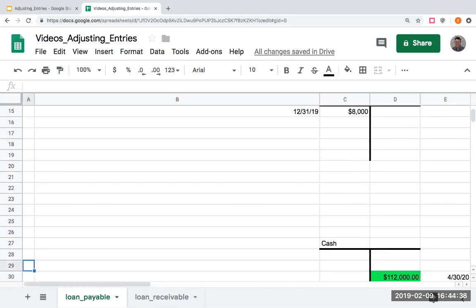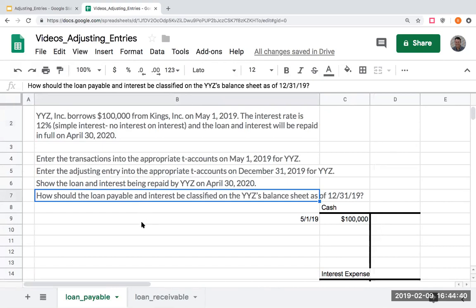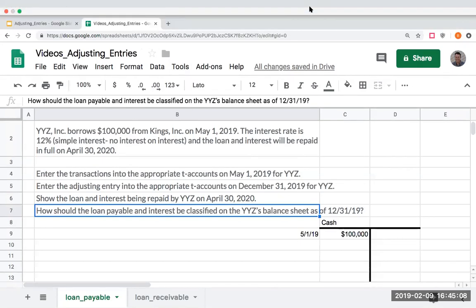The last thing here is, how should the loan payable and interest be classified on YYZ's balance sheet as of 12/31/19? And so what you want to do here is say, okay, when is it due? If the loan is due within 12 months of the balance sheet date, or 12/31/19, which it is, I'm going to call it a current liability. Why? Because it's due within 1 year. So let's just take a quick break and we'll then go to the next question.